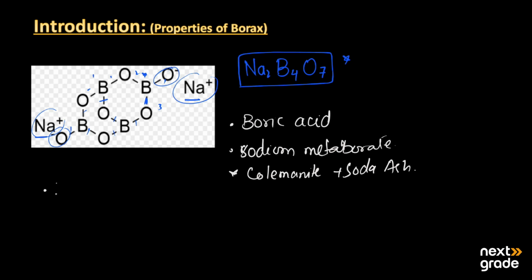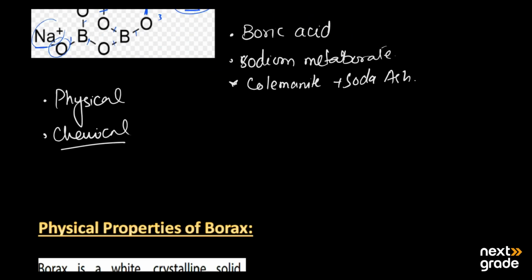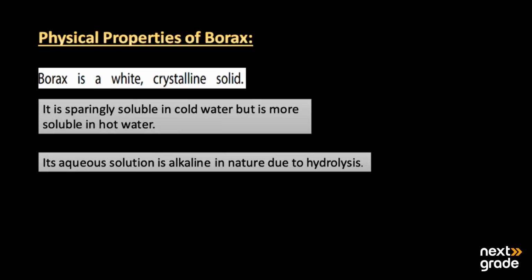Mainly we have two types of properties. First we have physical properties, and the second is called chemical properties. So let's have a look at both. First, the physical properties: what is its color, what is its appearance, what is its structure. Borax is mainly a white crystalline solid. So its color is white crystalline and it is present in the solid state. This is its physical state.